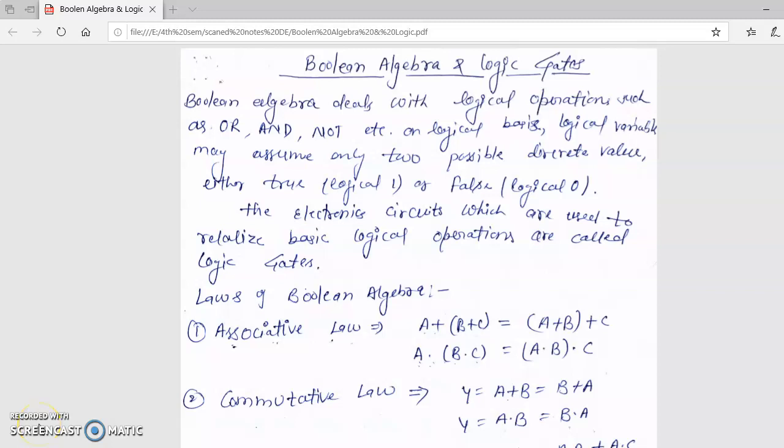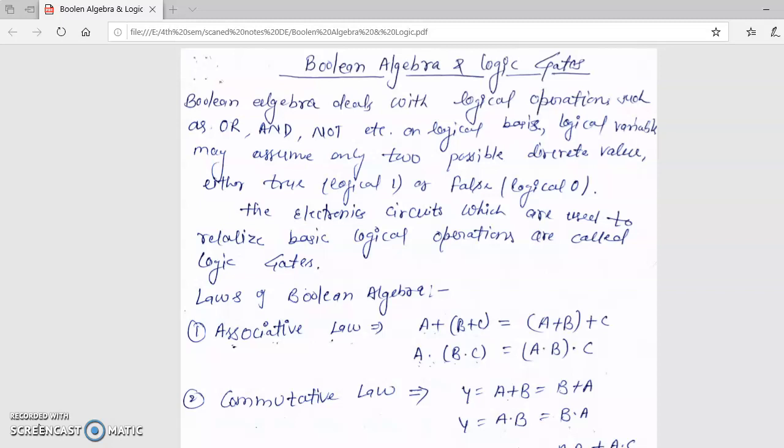Welcome students. Today we are going to teach about Boolean algebra and logic gates in the subject of digital electronics, that runs in the 4th semester in electrical engineering, mechanical engineering and civil engineering. Okay. Boolean algebra. What is Boolean algebra and logic gates?